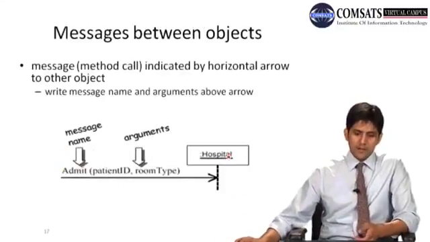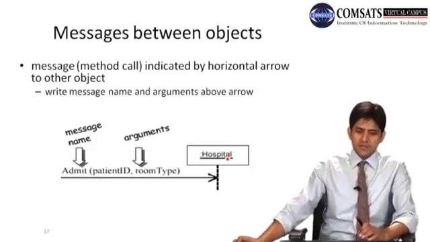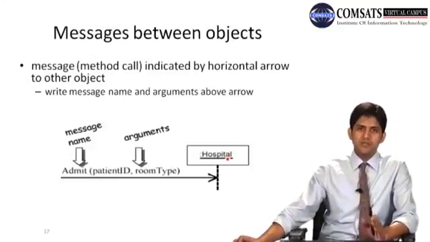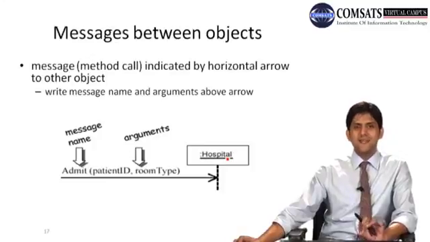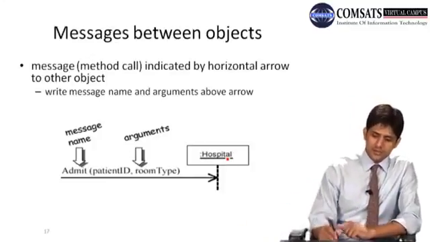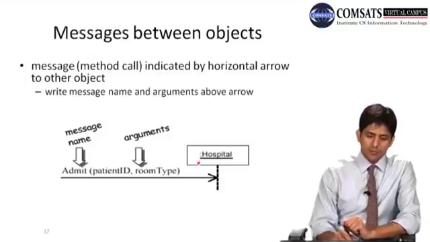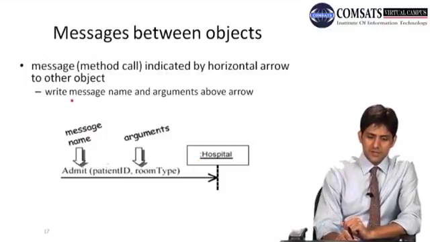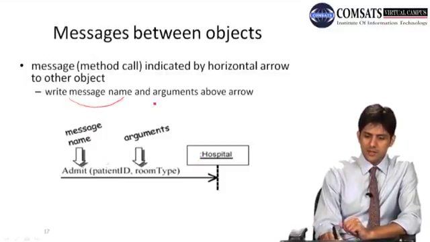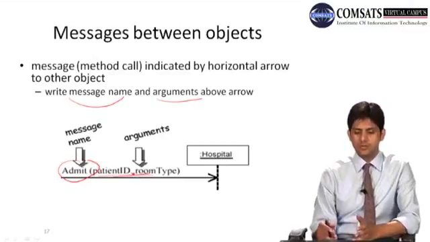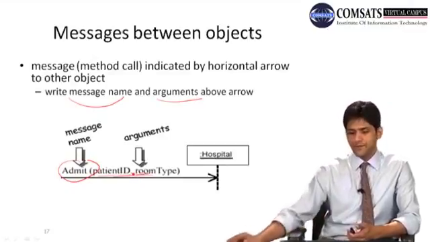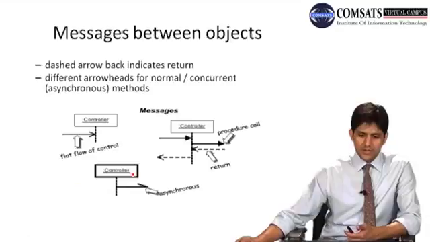Okay, just a quick recap of the messages. Message or the method calls between different objects. It is indicated by this horizontal arrow to other objects, जो कि हम already बार-बार देख चुके हैं. What we do is we write the message name and the arguments above the arrow. यानी कि एक message के साथ, this is the message name, we can have these arguments. ठीक है, हम उसके साथ arguments को भी attach कर सकते हैं and then we send it to another object. Okay जी.